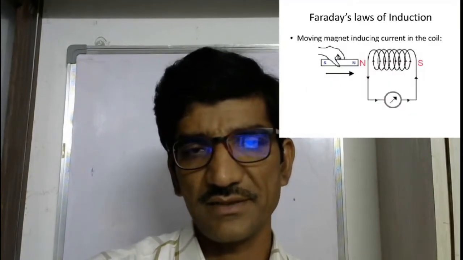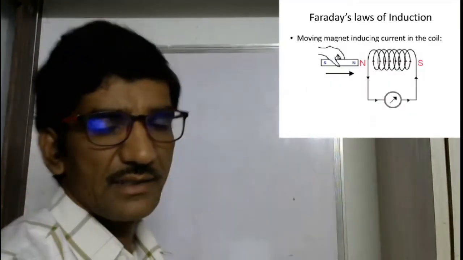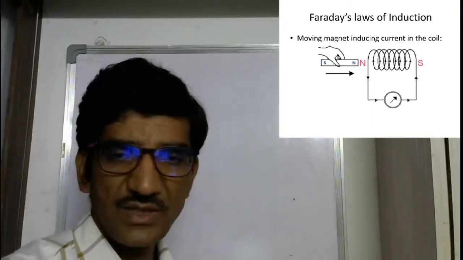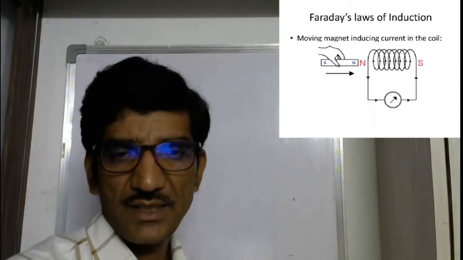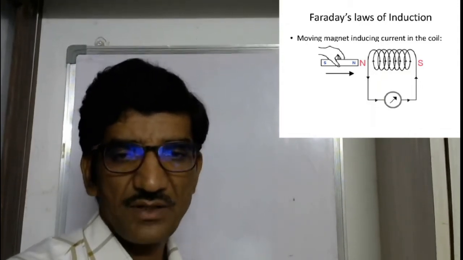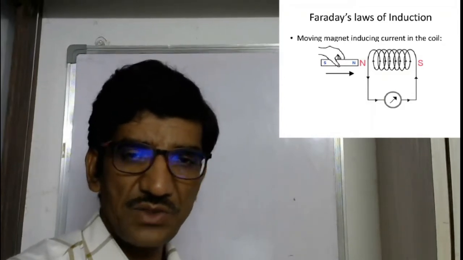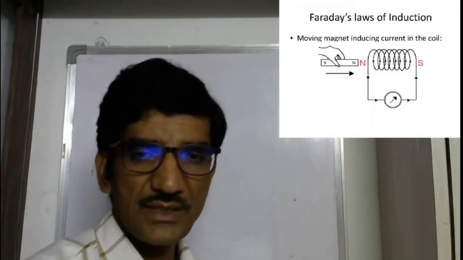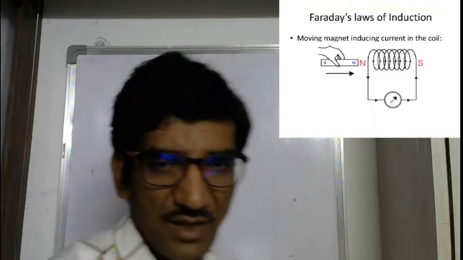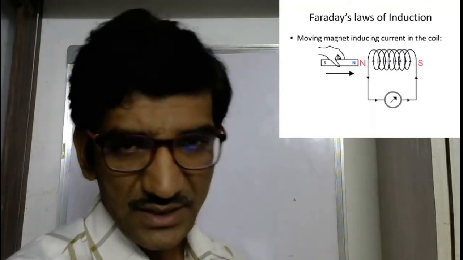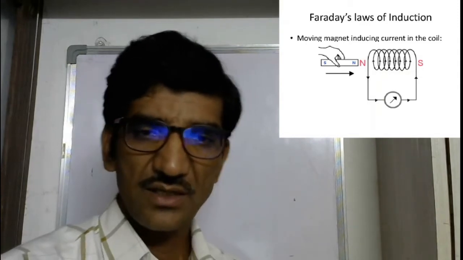Yeah, you can see here. One coil is there, a closed circuit is there, a loop in which the coil is placed. An ammeter is placed in that loop. The circuit is closed. Now you are bringing the north pole of a permanent magnet near to the coil.